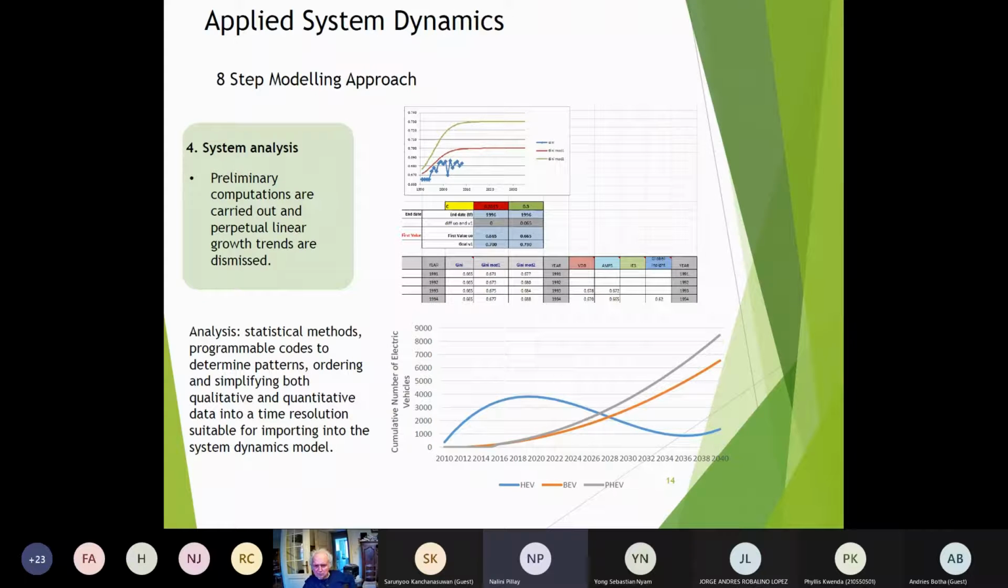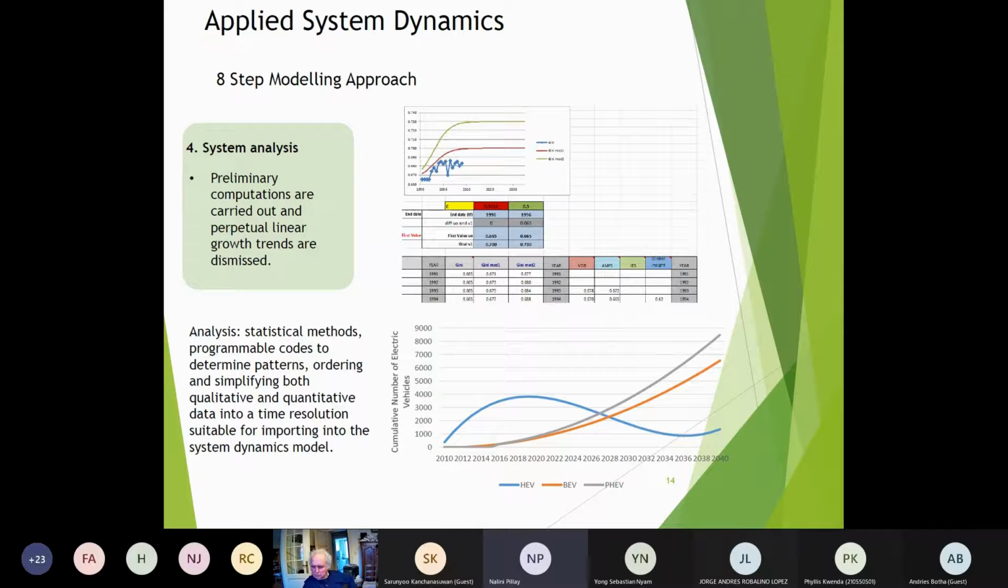Sometimes your empirical data may have gaps. You can even use classical regression. You can do time series decomposition. You can do least squares approximation. Anything in terms of understanding and analyzing your system beforehand. In this process, it's very important.